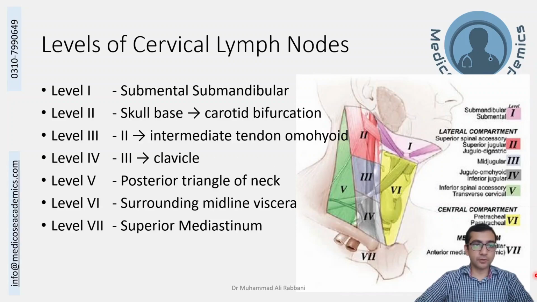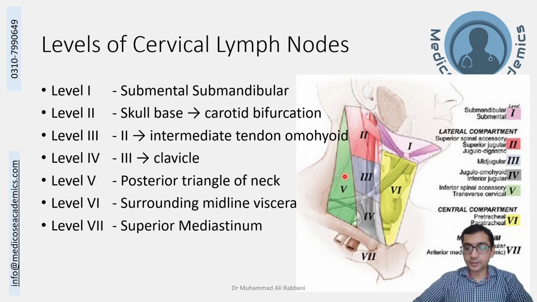Okay, this is one thing that I would like to discuss. These are the levels of cervical lymph nodes in dissections. These are very important in surgery, especially when doing surgeries for breast cancers or other cancers. We talk about which levels of lymph nodes are to be divided. Level one will be the nodes present in the submental and submandibular area, so basically the suprahyoid region. The second level will be the deep group from the base of the skull to the carotid bifurcation. It will be level 2.